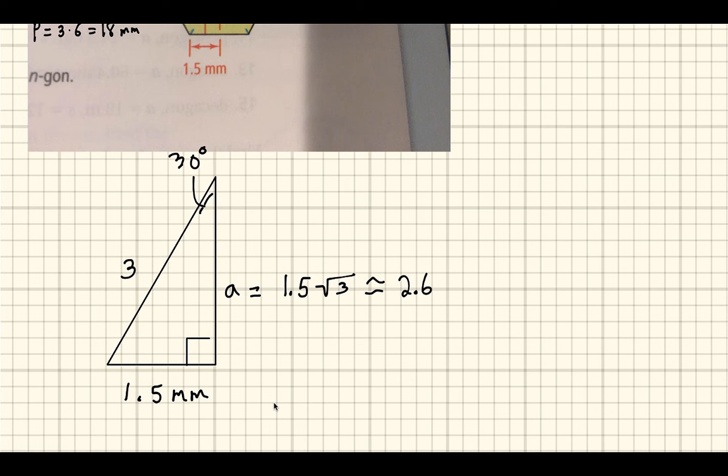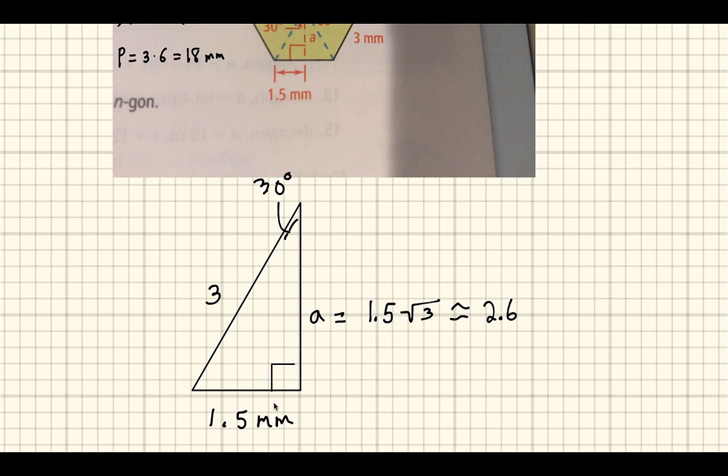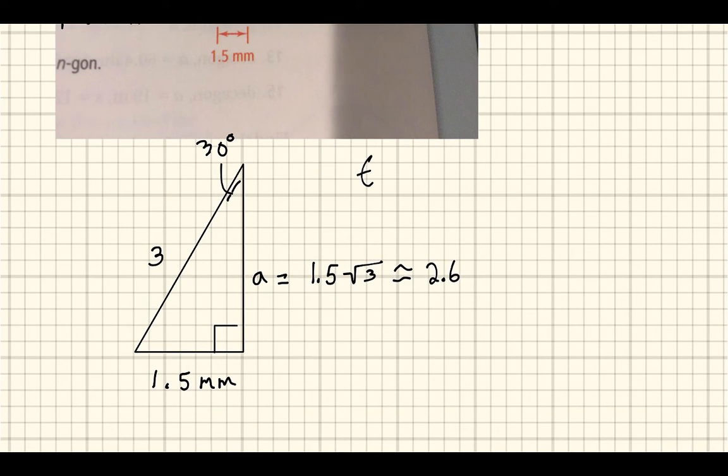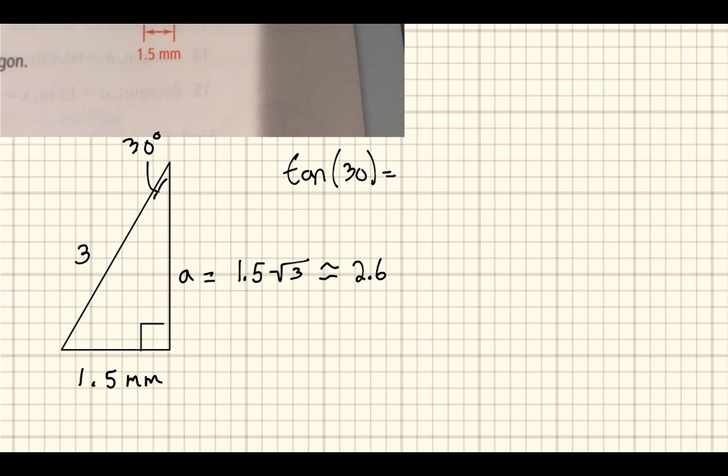Now, if you are one of those students who really struggles remembering those special right triangles, like the 30, 60, 90, the 45, 45, 90, you could have done something like this. If this is 30, that's opposite and adjacent. The tan of 30 equals opposite, which is 1.5, over adjacent. So if you remember how to solve those, you can go ahead and do it that way too. You'd still get 2.6 if you solved it that way.